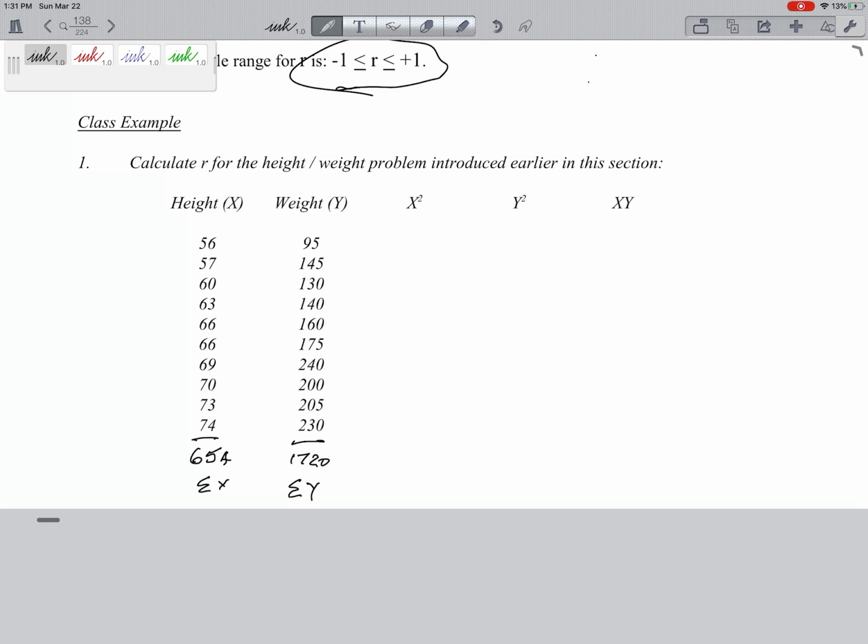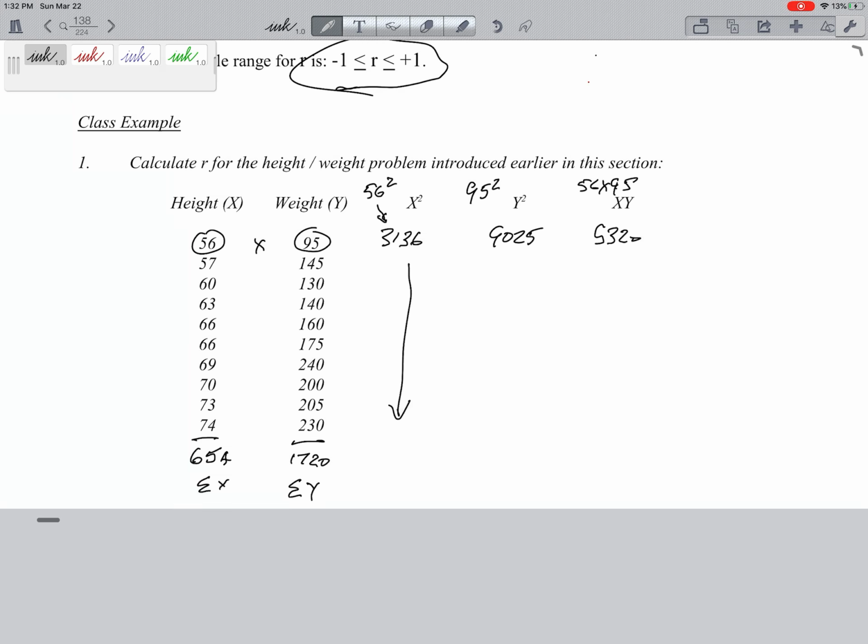The x squares are found by taking each x value and squaring it. So this particular first number here is 3136, and that would be 56 squared. Now, if we took 95 and squared it, which is the first y value, we'd end up with 9025. And then if we took the x times the y, so this would be 56 times 95, you'd end up with 5320.